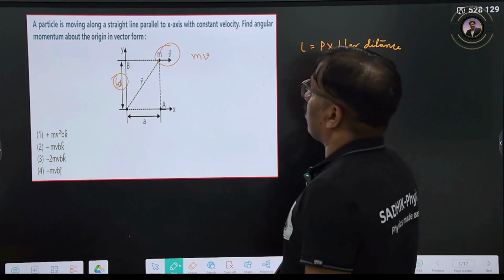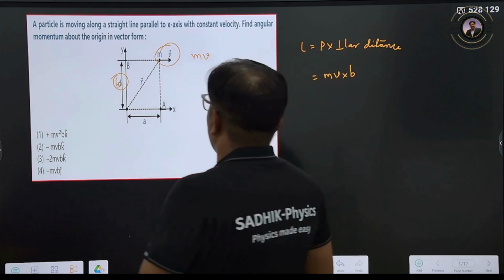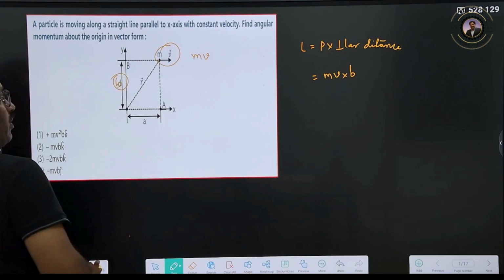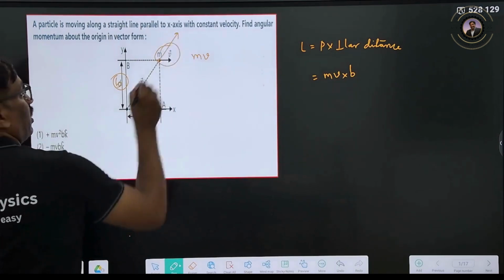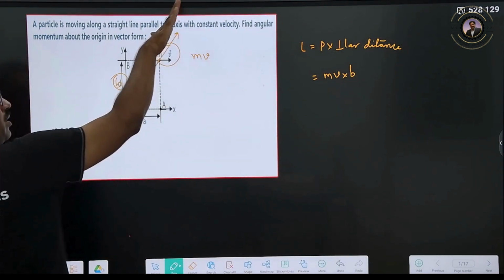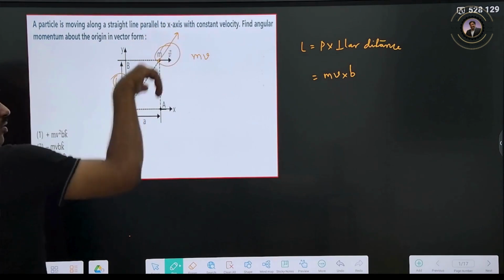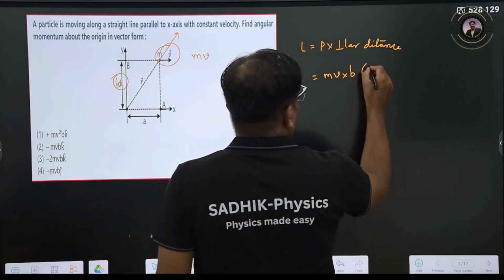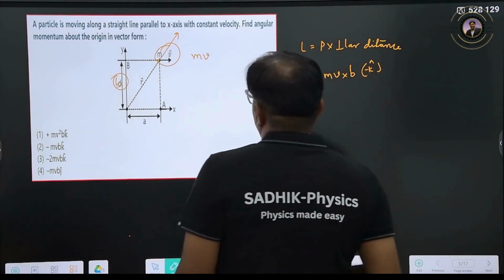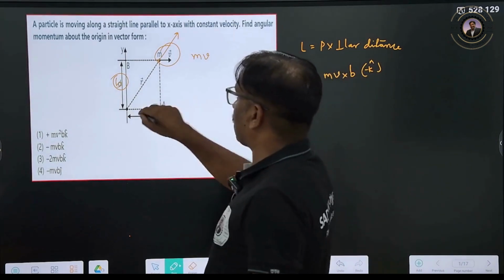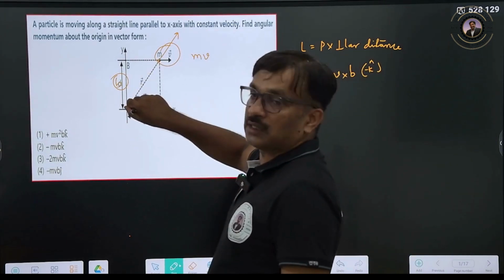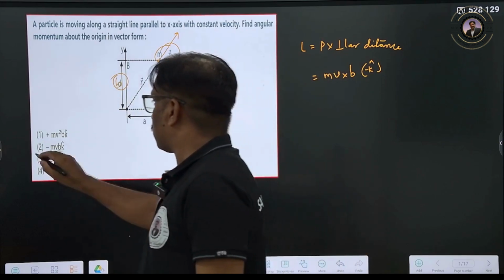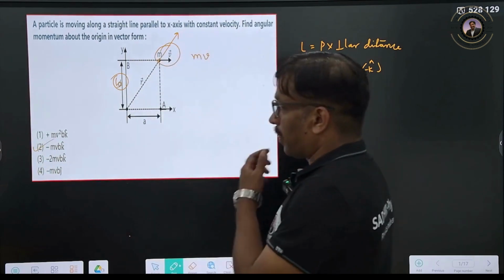What will be the direction here? Here this is your x-axis, this is your y-axis. This side is the momentum, and this side will be your position vector, and the direction is perpendicular to this. It is into the screen, so it will be along the k cap, that is minus k cap. This is the x-axis, y-axis, and z-axis; it is inside, so minus k cap. So mvb minus k cap. The second option will be the correct answer here.